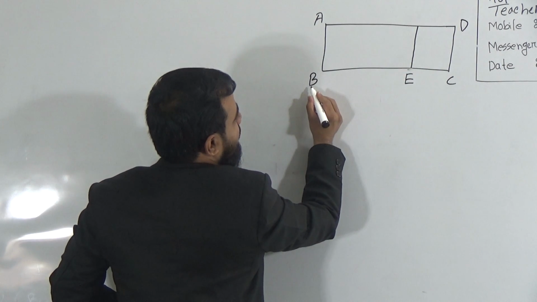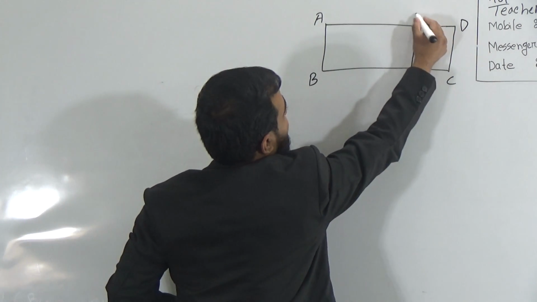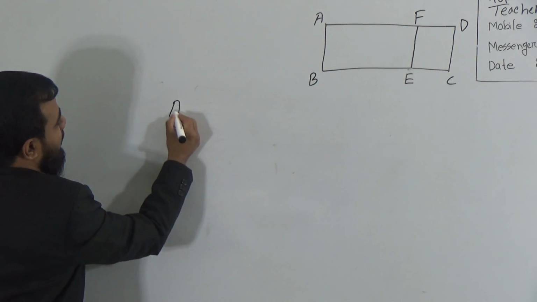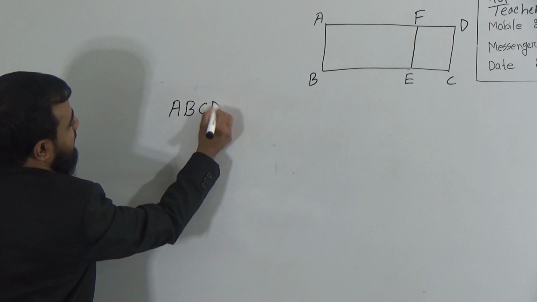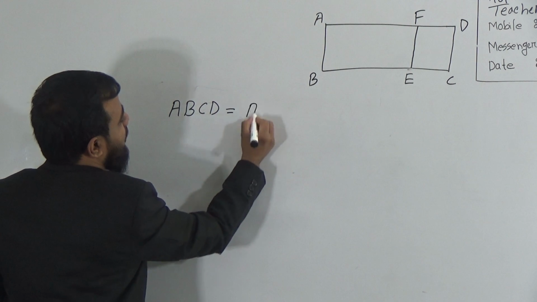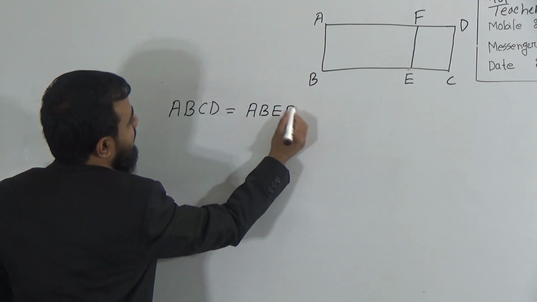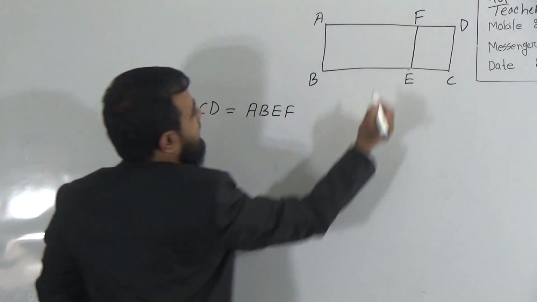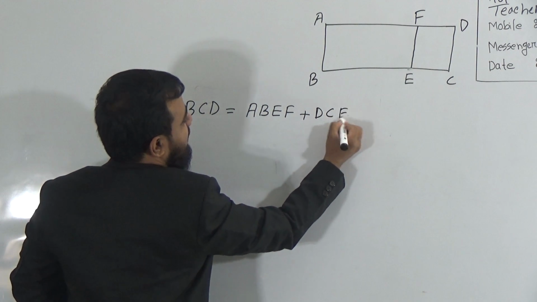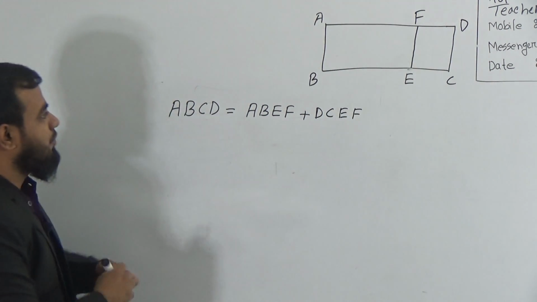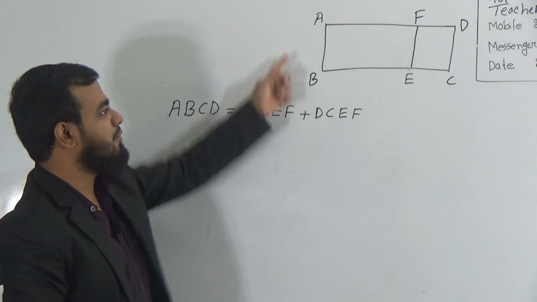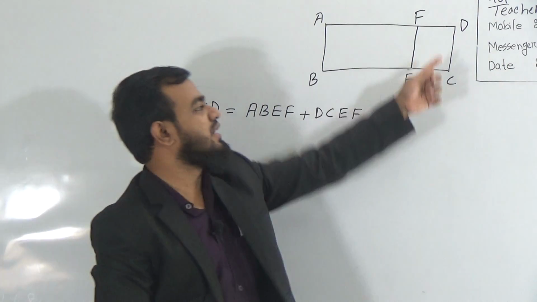It's ABEF. That means we can write down the area of ABCD equal to the area of ABEF plus the area of DCEF. We can write down from this figure: area of ABCD equal to area of ABEF plus the area of DCEF.